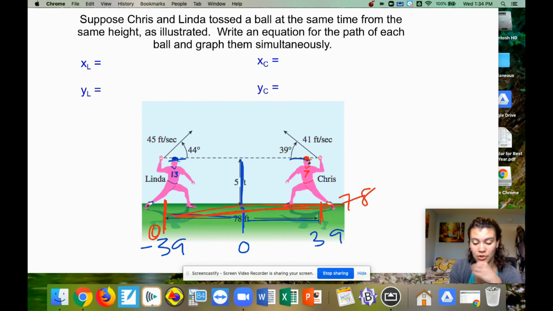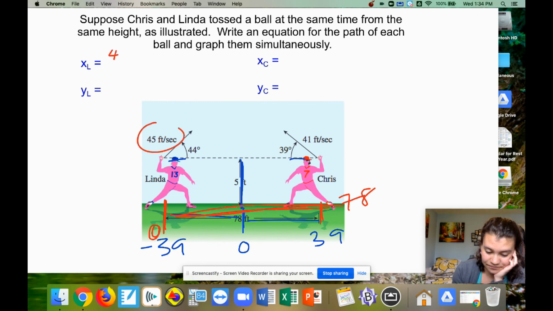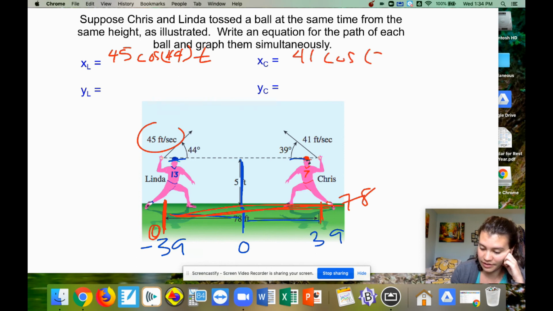I'm going to go with the red just so I don't have to switch colors. But if we were to write this out, we have 45 as our speed, cosine of 44, don't forget the t, and then Linda didn't move anywhere because I'm doing the red one. If it was blue, I would do minus 39 on the end. If I do the same for Chris, you have 41 cosine of 39 t, and then Chris has to be plus 78 because he's 78 away. If I was doing the blue, it would be plus 39.